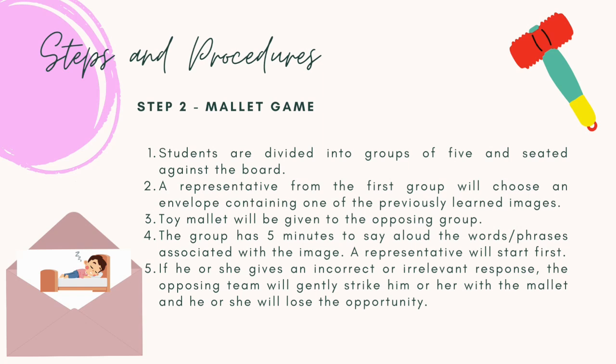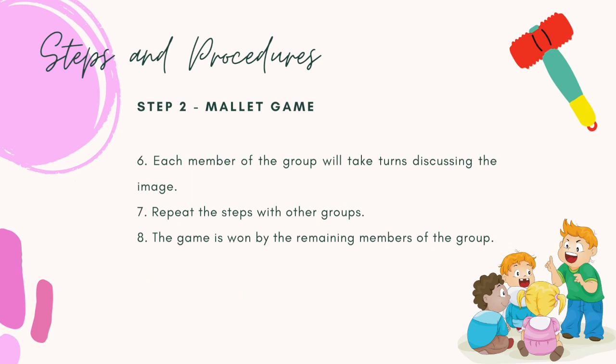If he or she gives an incorrect or irrelevant response, the opposing team will gently strike him or her with the mallet and he or she will lose the opportunity. Each member of the group will take turns discussing the image. Repeat the steps with other groups. The game is won by the remaining members of the group. It means the more members remaining in the group, the more vocabulary they have spoken based on the image pasted on the board.